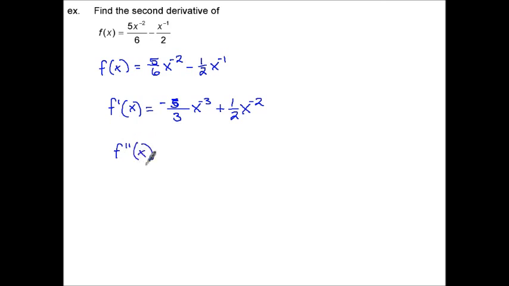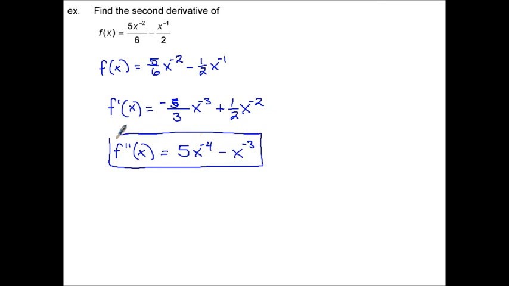Now f double prime of x. What's convenient here is the negative 3 comes out in front and cancels with this 3, and the negative cancels with this negative, so this becomes a nice clean 5. Then x dropping by 1 gives me x to the negative fourth. Now the negative 2 comes out in front, canceling the 2, but the negative sign makes it through, so this is now a minus 1, if you will, x to the negative third. And there's your function as is, or I guess your second derivative, but you know what I mean.